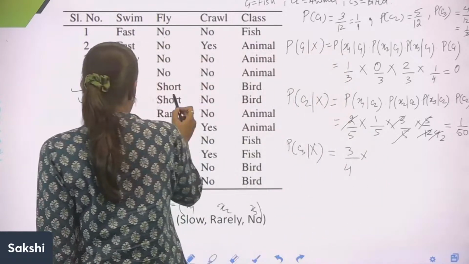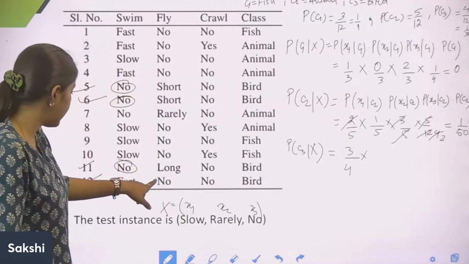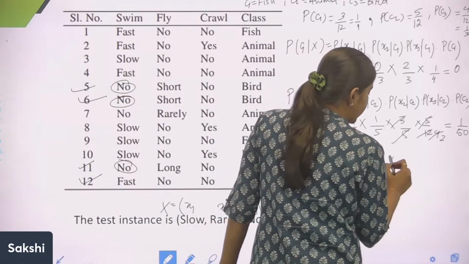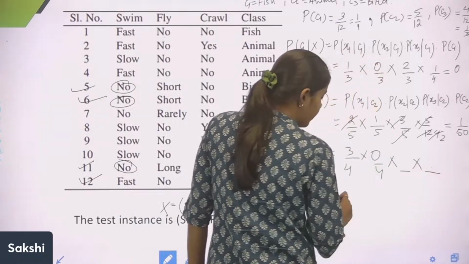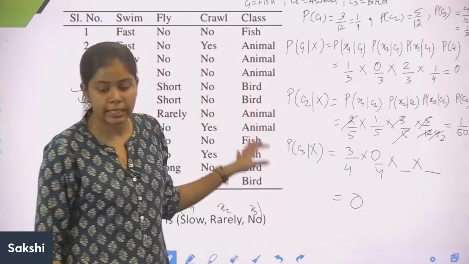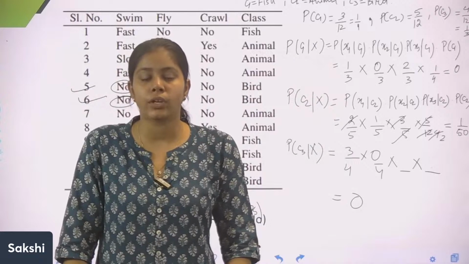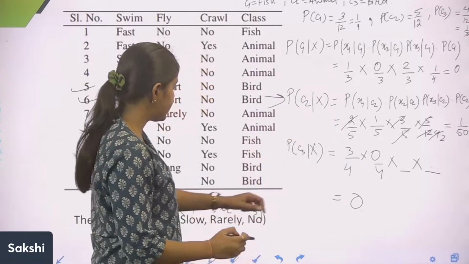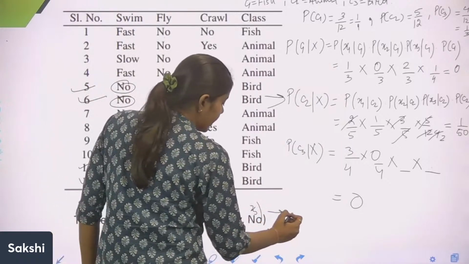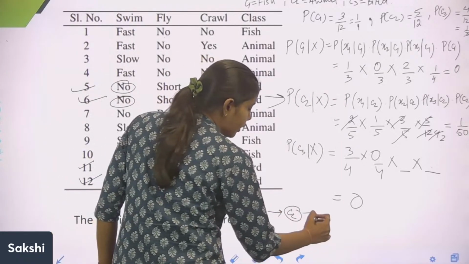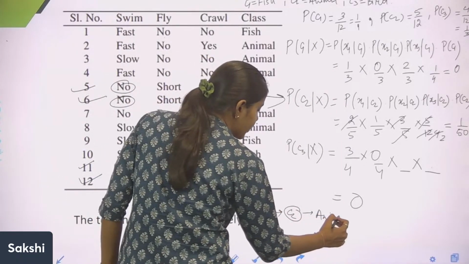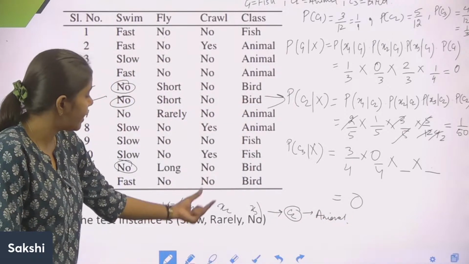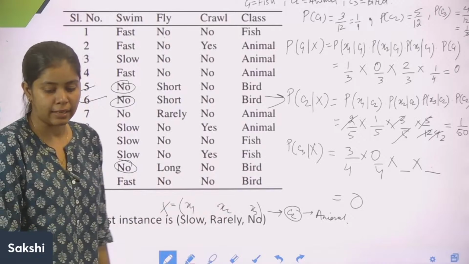Now for rarely, I can see here that we do not have any rarely in examples of bird. So this would become 0 by 4. No matter whatever the next probabilities are, it would become 0. So now you can see that out of C1, C2 and C3, the maximum probability is for C2. So this example X is assigned the C2 class, and C2 is animal. So this species example which is given to us, that swims slow, flies rarely, does not crawl, is an animal.